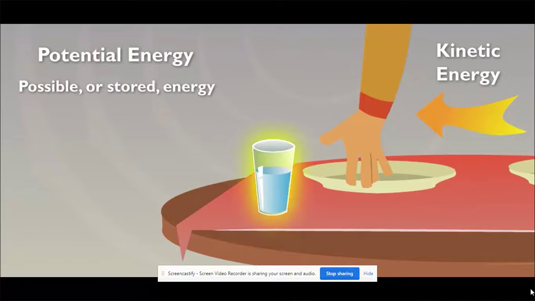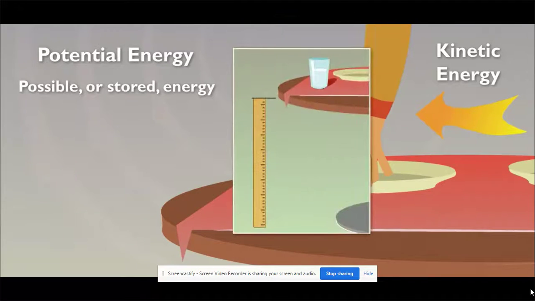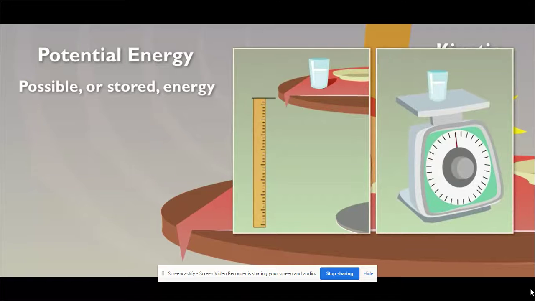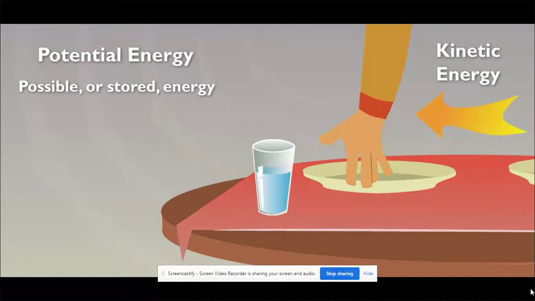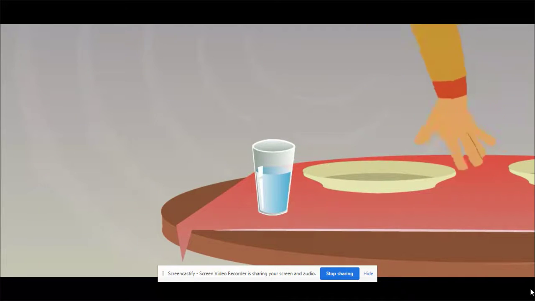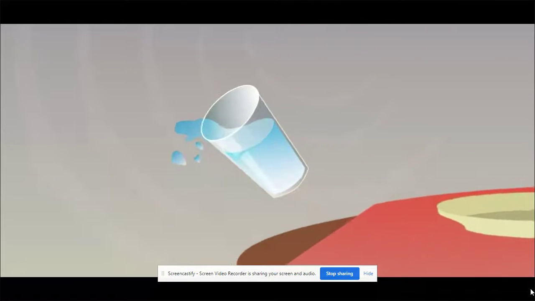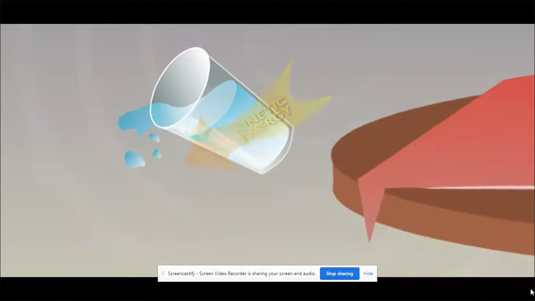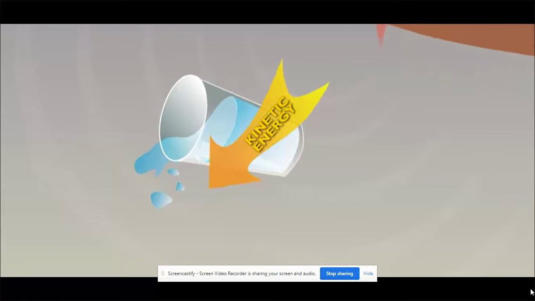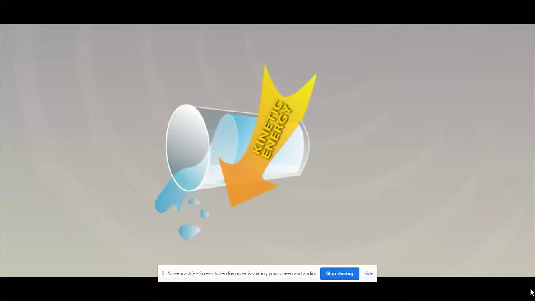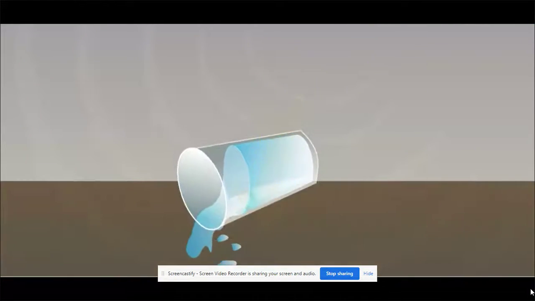Potential energy is the possible or stored energy something has. When an object isn't moving, like the glass, it's got potential energy. Things like how high up the glass is and how much mass the glass has can make its potential energy more or less powerful. Kinetic energy can release that potential energy. So when you hit the glass, you turned its potential energy into kinetic energy. Exactly. Potential and kinetic are the two types of energy, but energy comes in many different forms.